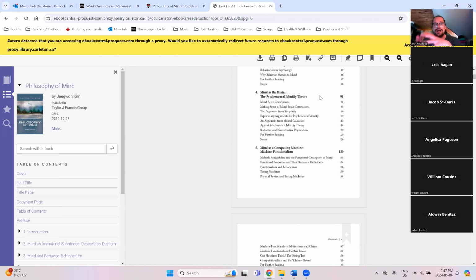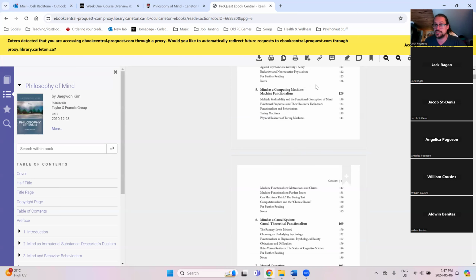There are, again, different versions of this: type identity theory, token identity theory. We'll learn more about what these terms mean when we get to this chapter. But there are some problems with identity theory, problems which we may be able to ameliorate with our next topic, machine functionalism.